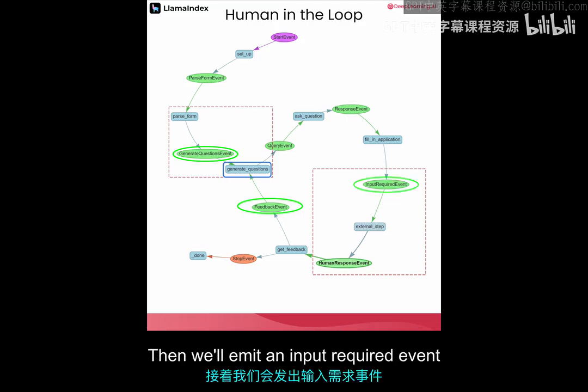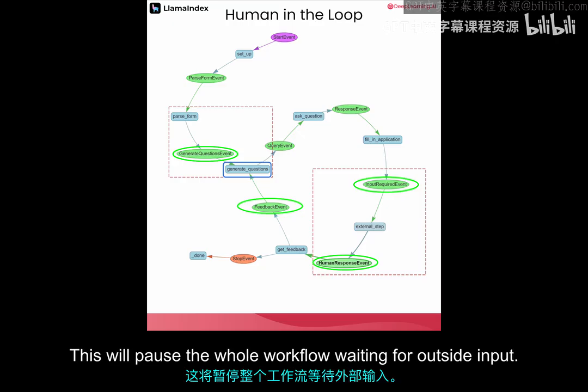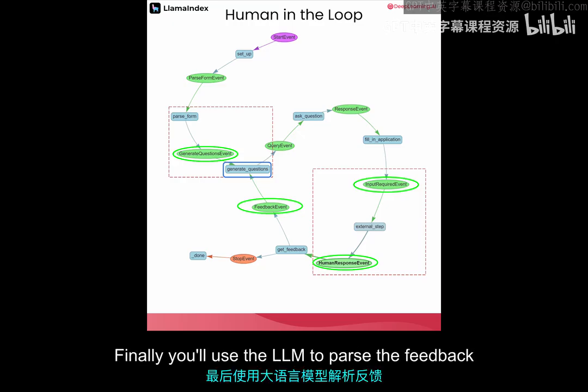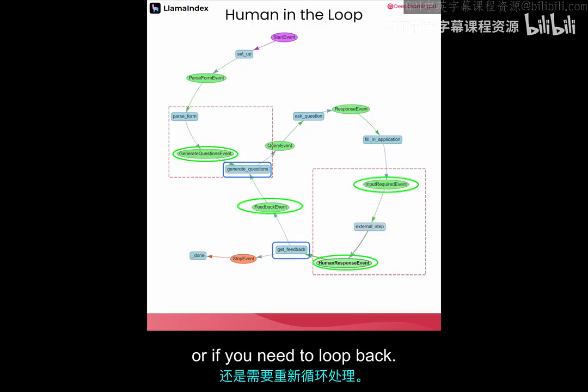Then we'll emit an InputRequiredEvent, and in the same step, you'll wait for a HumanResponseEvent. This will pause the whole workflow, waiting for outside input. Finally, you'll use the LLM to parse the feedback and decide whether it means you should continue and output the results, or if you need to loop back. That's a lot, so let's get started.